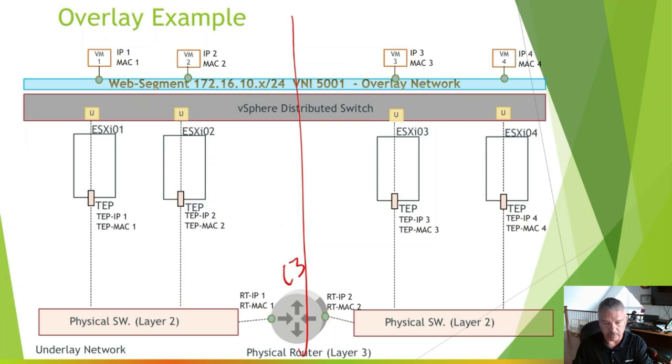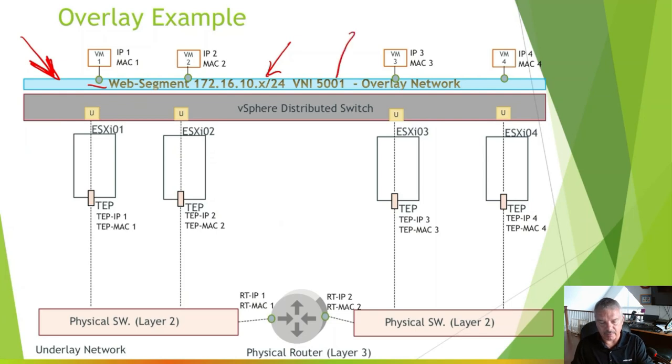So in this picture here, you'll see I created a segment. I called it web segment, doesn't really matter. Whatever its subnet is, it's got a VNI ID in this example of 5001. You'll notice I've got VMs plugged into it. So VM1 has an IP of IP1 and a MAC of MAC1. And you'll see, let me clean my picture again.